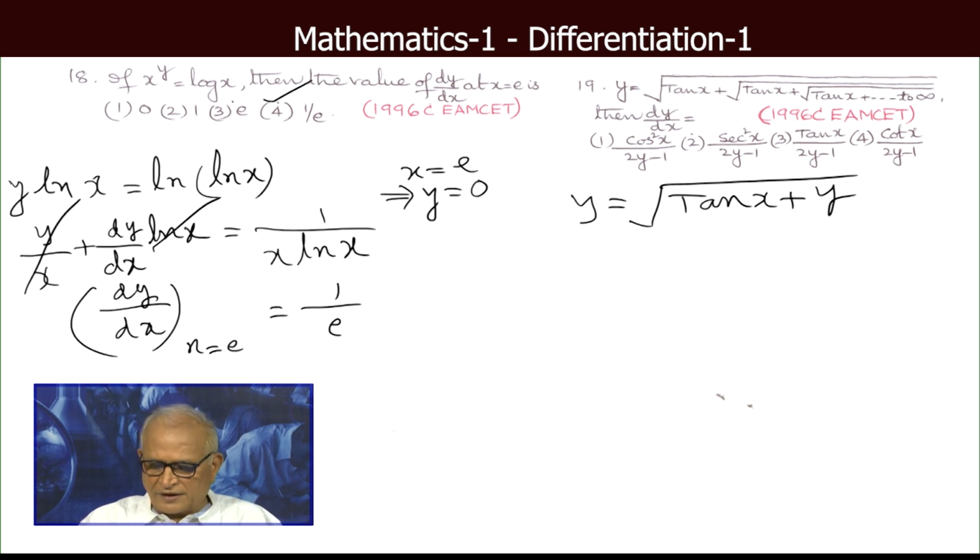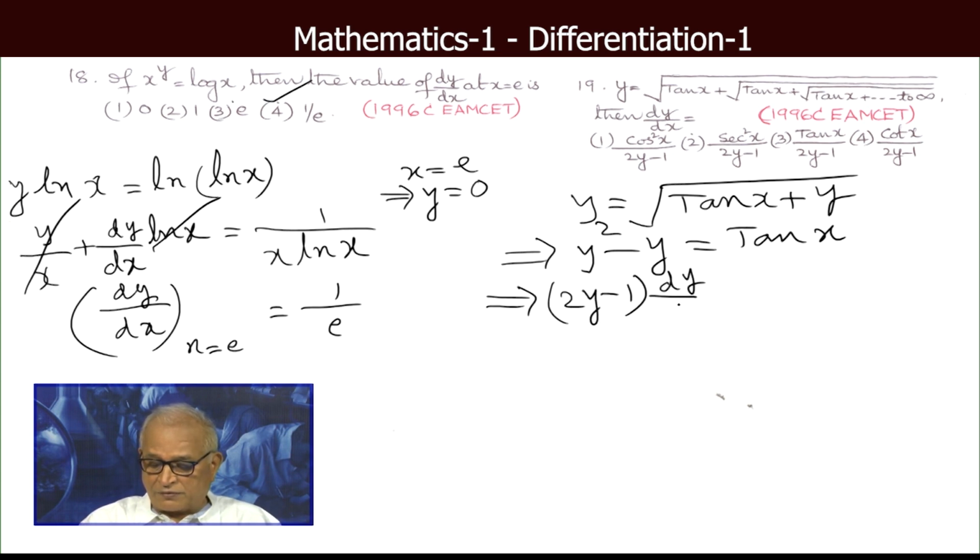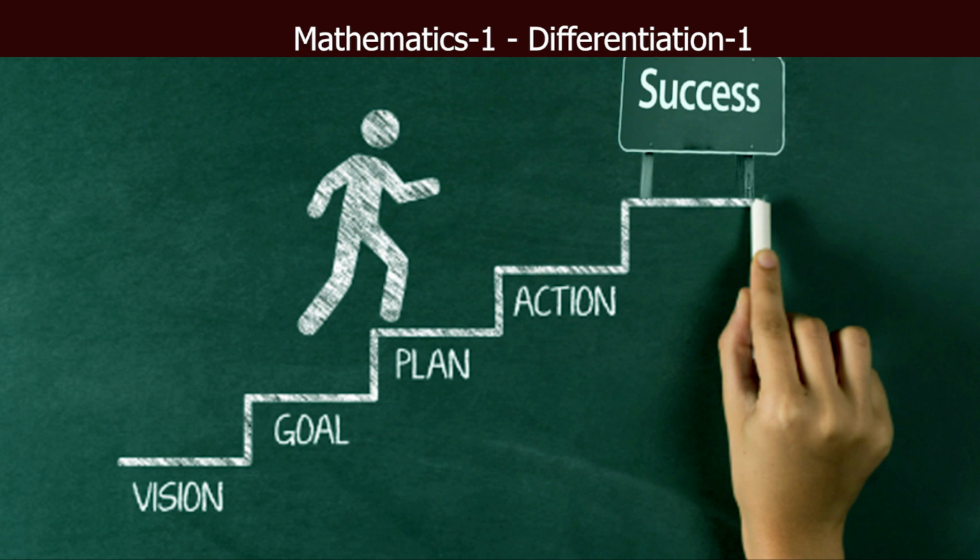That is all. This means y square equal to tan x plus y, squaring both sides and transferring the y term to the left hand side, or y square minus y equal to tan x. Now, let us differentiate with respect to x. 2y minus 1 into dy dx, that is the derivative of y square minus y, is equal to secant square x. So, what is dy dx? Secant square x by 2y minus 1, which is the second option.